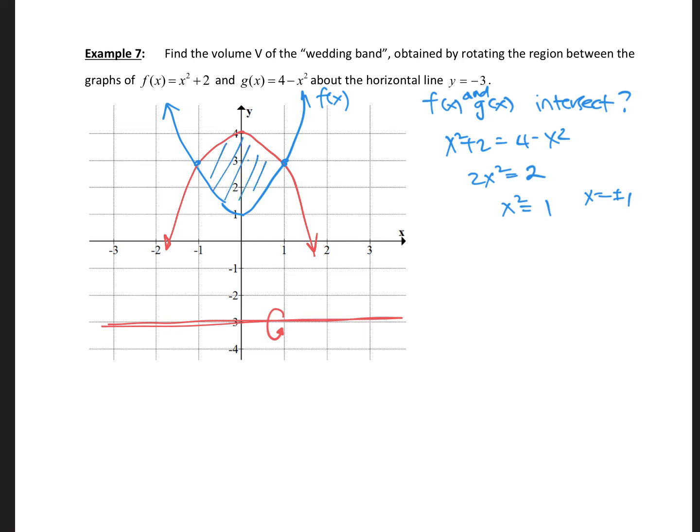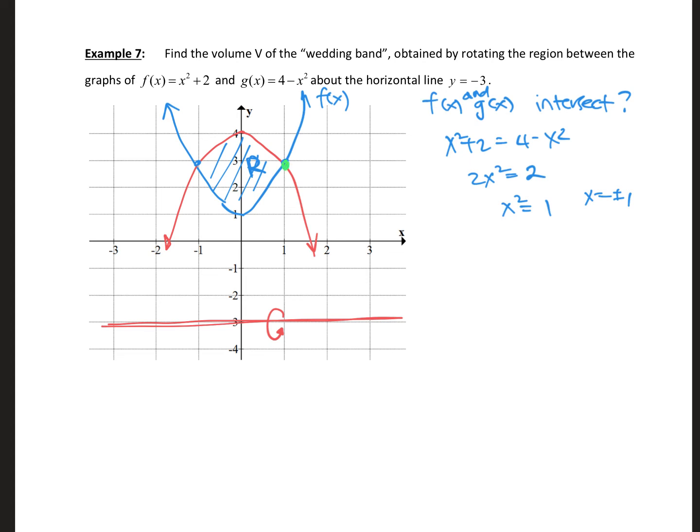So this is region R. Again, everything has to be completely enclosed. So this part is not enclosed by these two functions, and so on and so forth. Now I'm going to rotate it about this. So let's see. First of all, let me try to imagine how this is going to look.